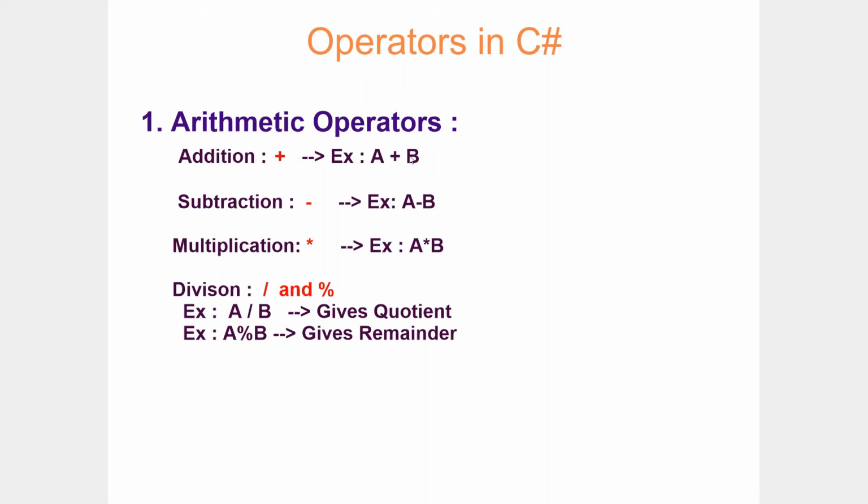Example, a plus b. What plus will do? Plus is an operator. It is a command which will take care of adding these two values, left side value and right side value. Next, how to perform subtraction? For subtraction, you will have to use minus. Example, A minus B. How to perform multiplication? We have another command called star. Example, A into B. How to perform division?